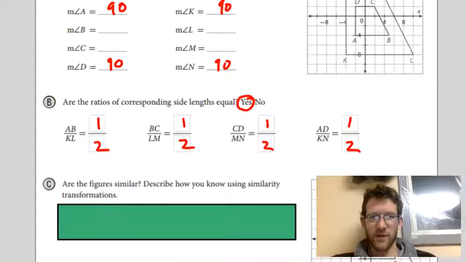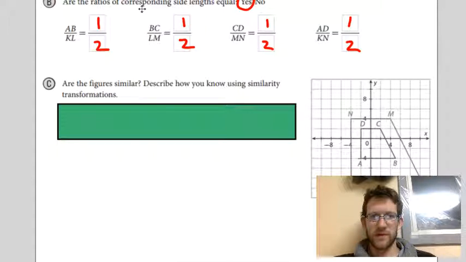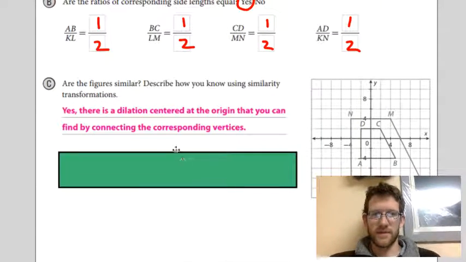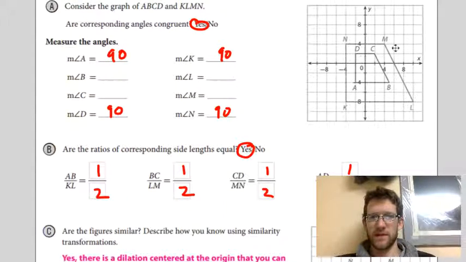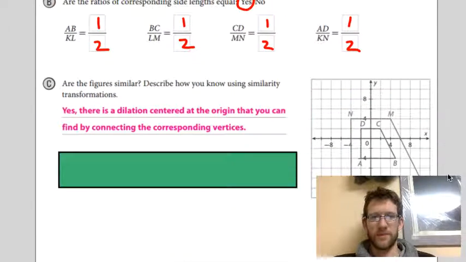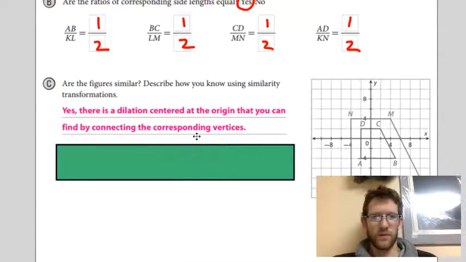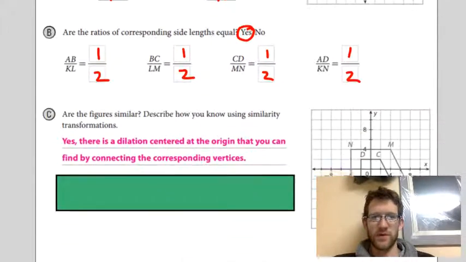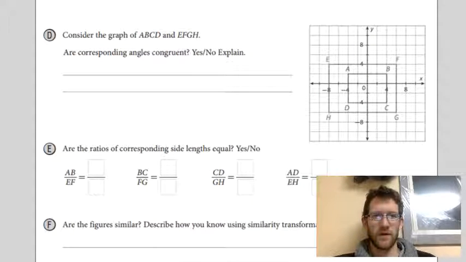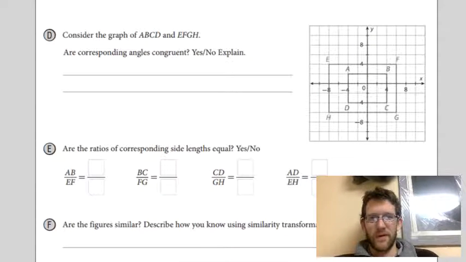So are the figures similar? Describe how you know. Well, there's a center of dilation, and we can run the numbers on each point, but as it turns out, each point is a dilation with a scale factor of 2, right? We can get to the fact that the two figures are indeed similar using that dilation. Okay, what about this guy here? We can take a look.